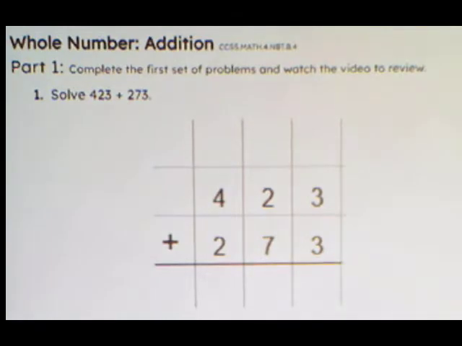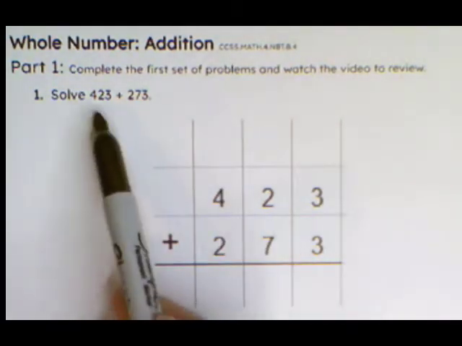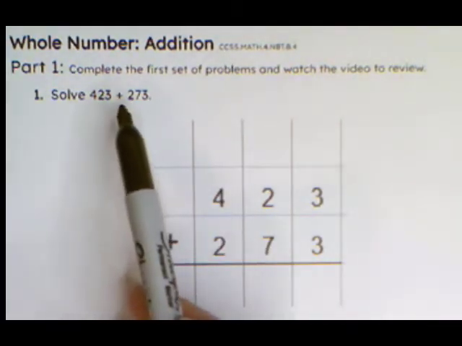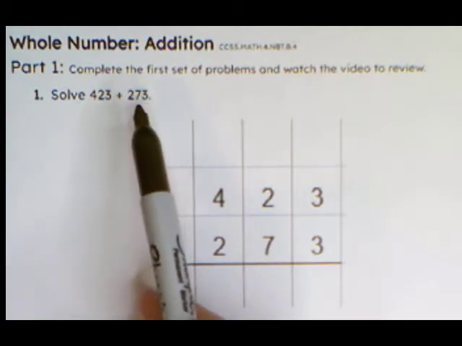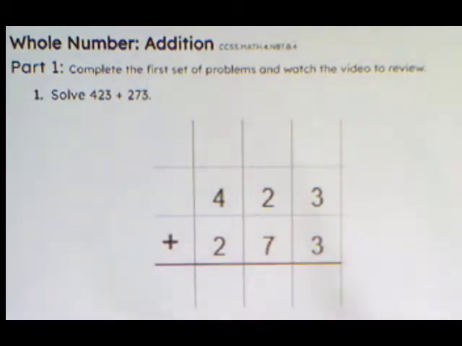In this first problem, we're going to add 423 plus 273. Now, the key to adding is combining each of the different place values together. And whenever you have 10 of one, that gives you one of the next. So 10 ones gives me 1 ten, 10 tens gives me 1 hundred.